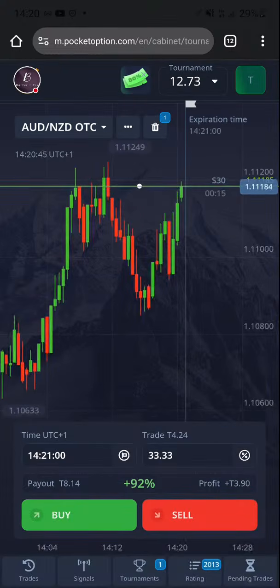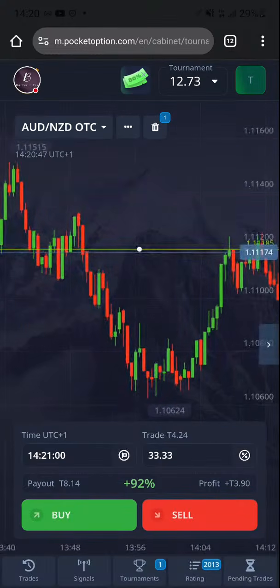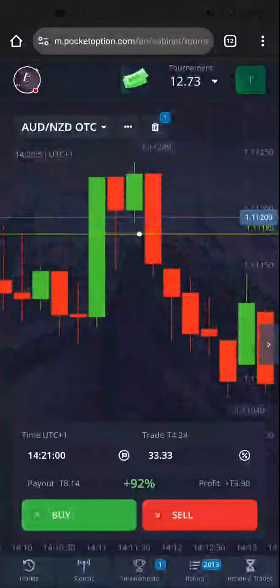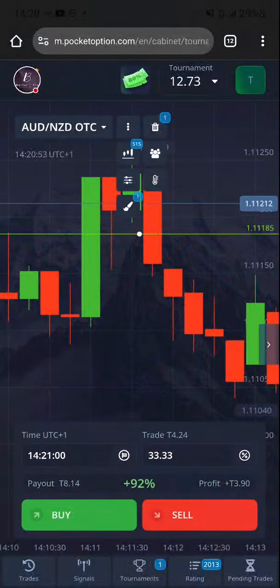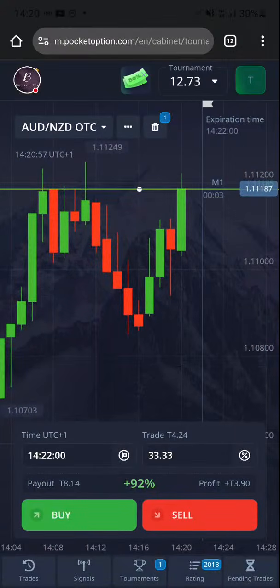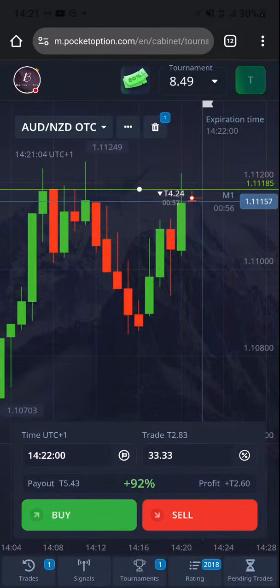If I'm to go with the sellers, I would need a confirmation. Let me go and look for the confirmation. If I don't see the confirmation, okay, I've seen it. We can take the trade now. We will go with the sellers. Oh, come on now. What are you doing? I'll take one here. If it goes up again, I'll take another one.